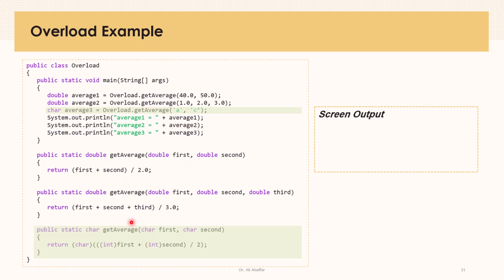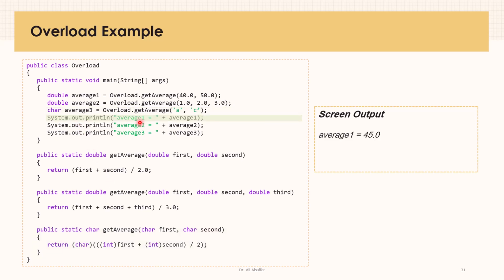Look at the definition of the last getAverage for two characters. In fact, what the method is doing is first converting the first character into an integer, which is its ASCII code, and the second character is also converted into an integer, which is also its ASCII code. It will add them together. The answer is an integer divided by 2, so it will get an integer. The result as an ASCII code will be converted to a character, and this character will be returned as the return value of the method and saved into average3 as a character.